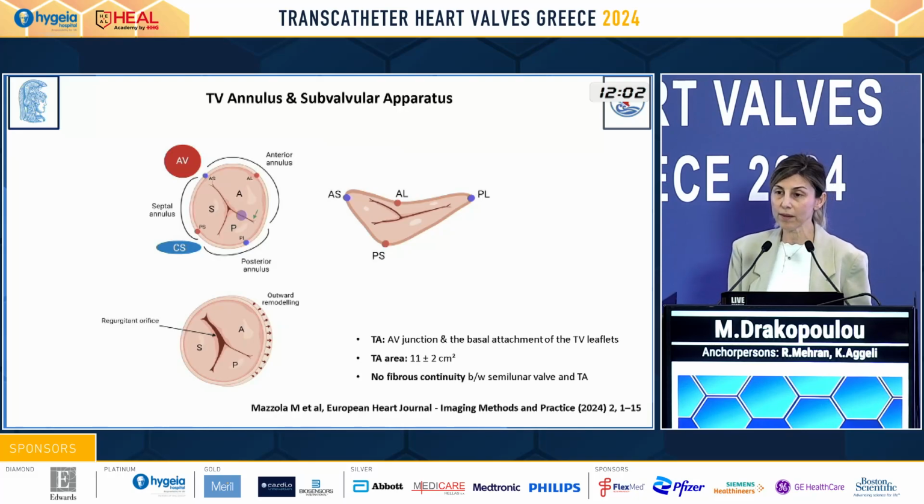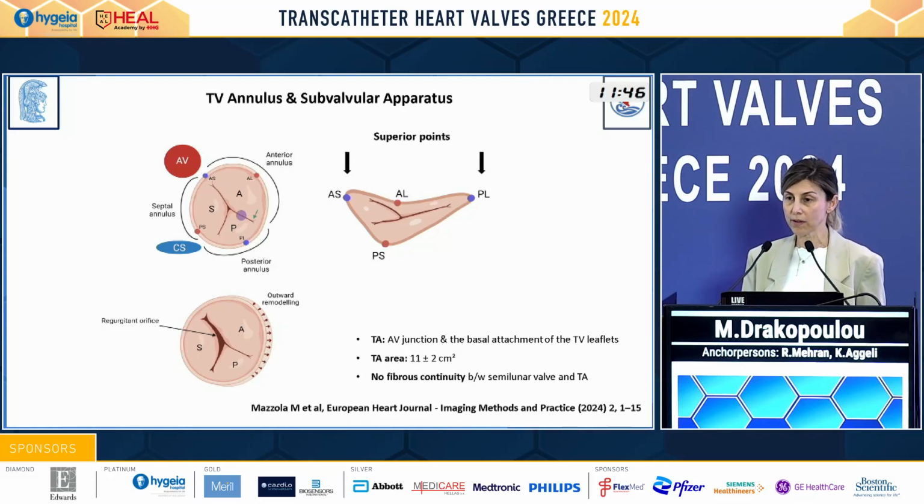And we know that when the RV dilates, or when the annulus dilates because of atrial dilation, the remodeling happens at the anterior and the posterior annulus, whereas the septal annulus remains intact. When we look at the tricuspid valve as a 3D structure, we know that the superior points are the anteroseptal and the posterolateral, whereas the inferior points are the anterolateral and the posteroseptal.